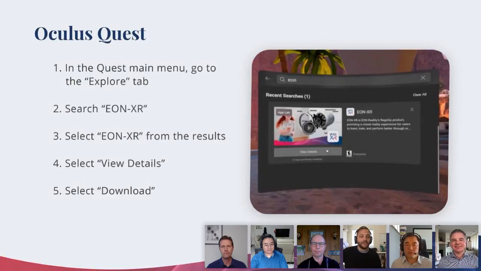Let's talk about Oculus Quest. If you are into VR and you have an Oculus Quest device, you can now get it more easily than ever because we are available on the Oculus App Lab. You can just put on the device and go to the Explore tab, which is the first tab in the main section, and search EON-XR. From the results, you'll see the main set of results, and underneath you'll see App Lab results. You'll see EON-XR come up under the App Lab results. Click View Details, then select Download, and it'll look just like this.